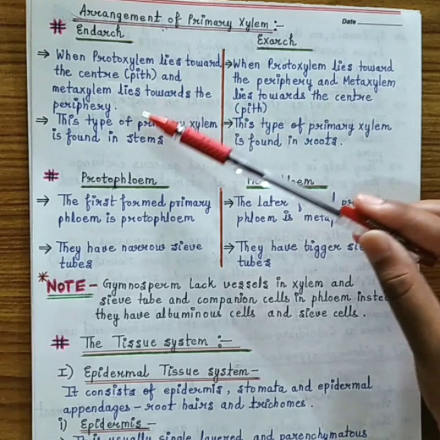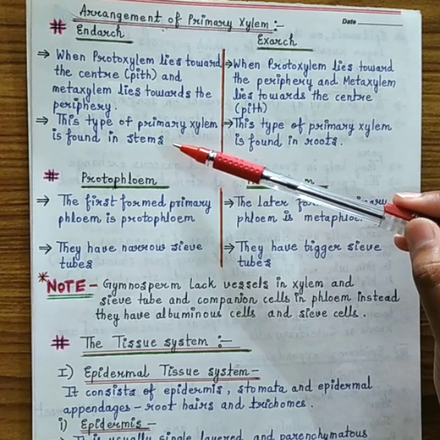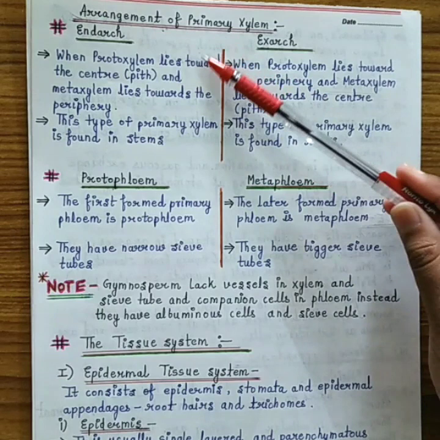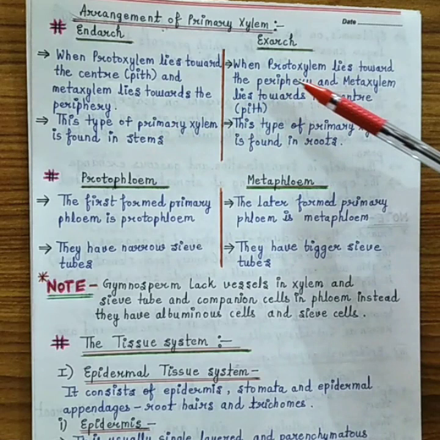Now endarch condition is observed in stems and exarch condition is found in roots. Okay, endarch condition in stem, exarch condition in roots. Protoxylem towards inside or center and metaxylem towards periphery, endarch condition. Protoxylem towards the periphery and metaxylem towards the center, that is exarch condition.